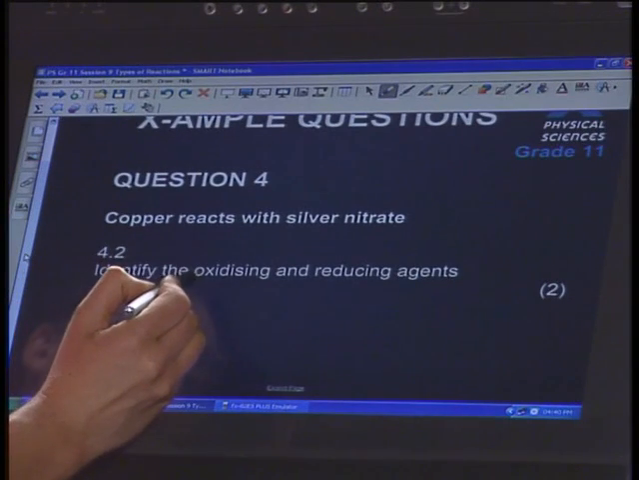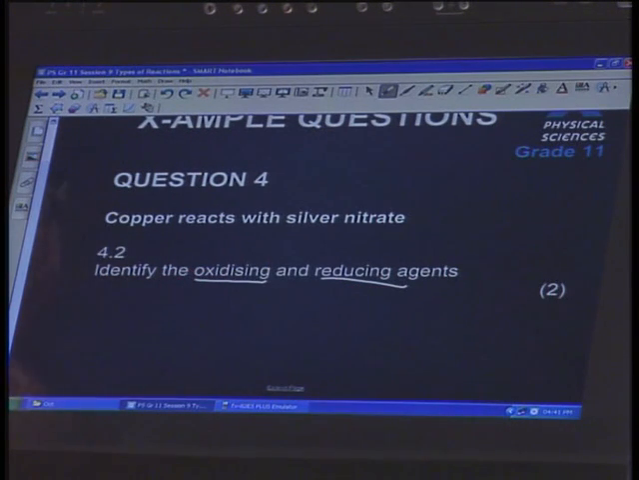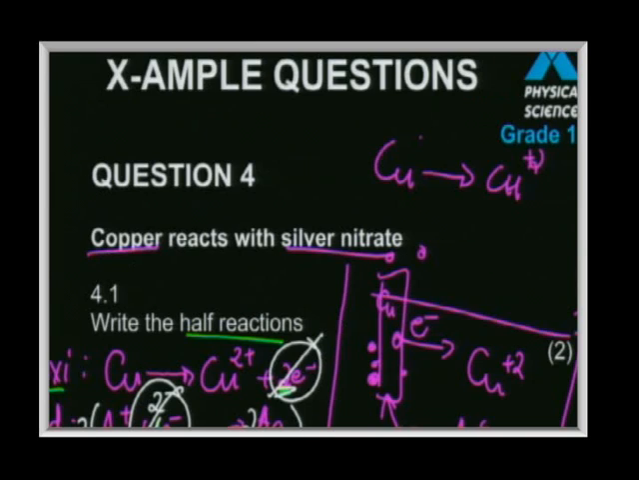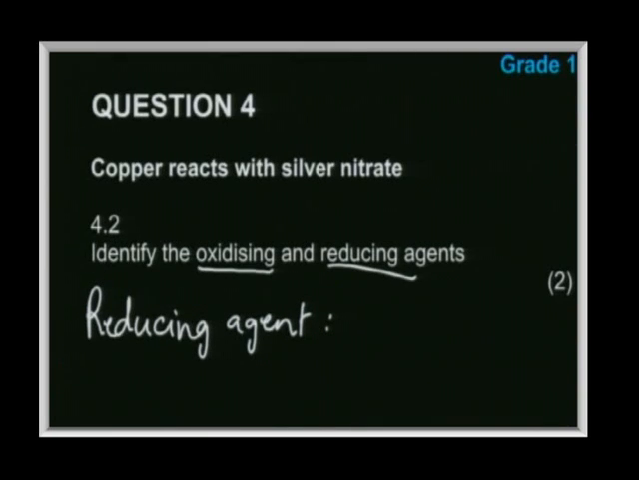4.2 asks us to identify the oxidizing and the reducing agents. Remember, if it undergoes oxidation, it is going to be my reducing agent. So the one that underwent my oxidation over here would be my reducing agent. So my reducing agent in this case is going to be my copper. We're not working with iron. So oxidation half reaction was my copper, and if it undergoes oxidation, it's going to be my reducing agent. So over here, it is going to be my copper.